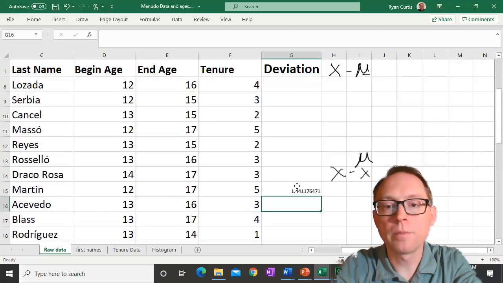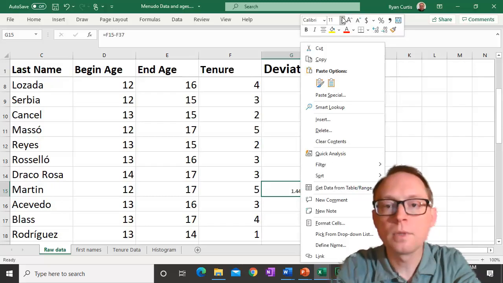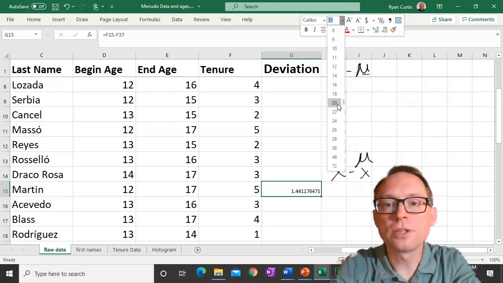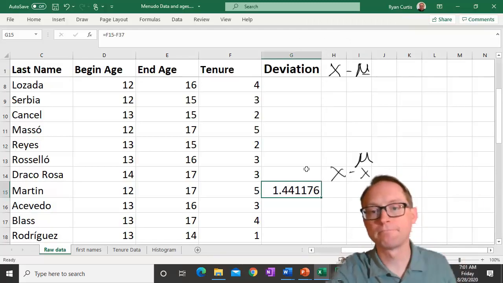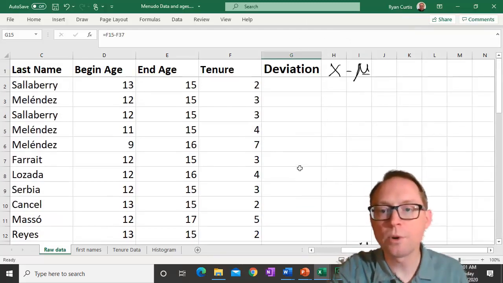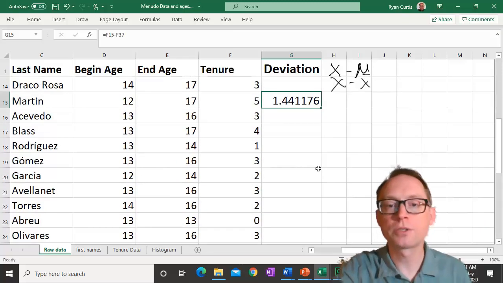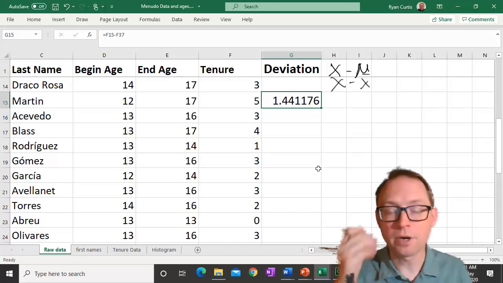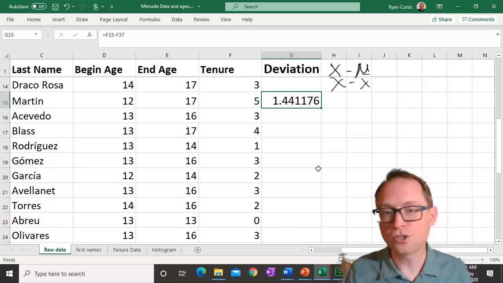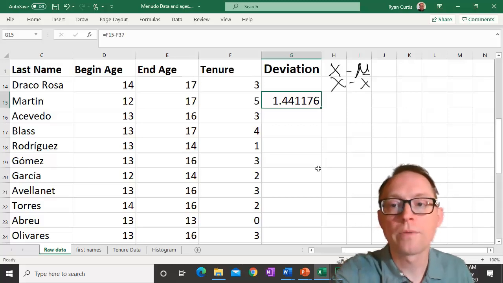So Ricky Martin's deviation, I've got to make this bigger for you, is 1.44. That's it. It just means that he's 1.44 years greater than the mean. That's all it is. Deviation is not difficult. It's not very complicated. It is the deviation of the individual score away from the mean.